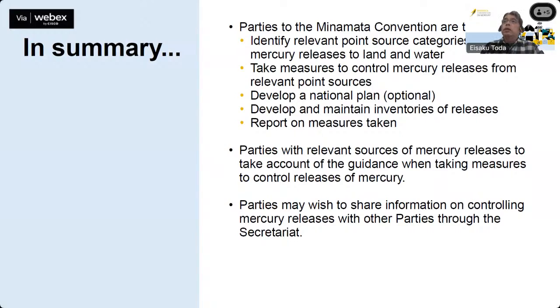So, in summary, the parties are to identify relevant point sources and take measures to control mercury releases from relevant point sources, develop a national plan, which is optional, develop and maintain inventories of releases, and report on measures taken. The parties with relevant sources of mercury releases are to take account of the guidance when taking measures to control release of mercury. Also, the parties may wish to share information on controlling mercury releases with other parties through the Secretariat.